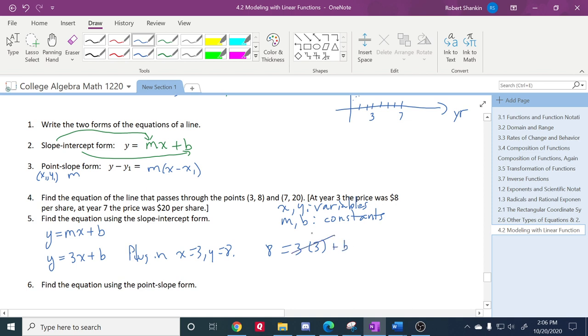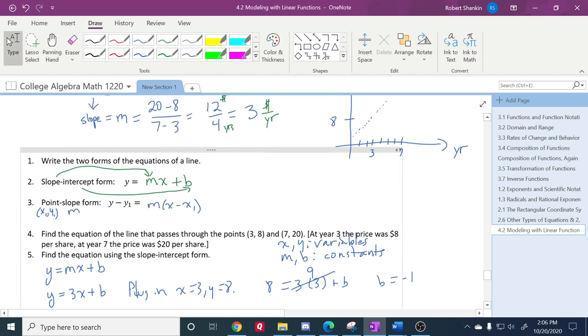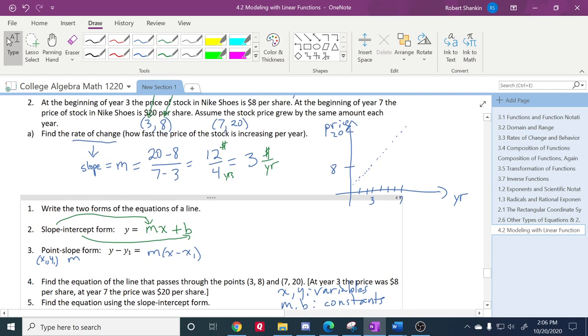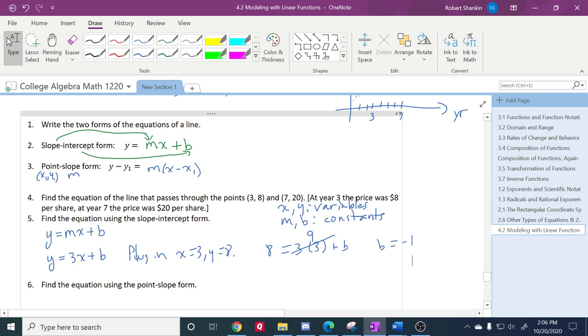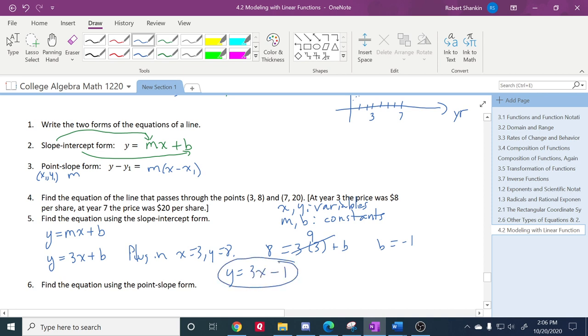So this turns out to be 9. Subtract 9 from both sides, b is -1. So now I feel like, wow, good thing I didn't rely on my picture too much, because that wasn't a very good picture. This is showing that the b is -1. So then y equals 3x minus 1 appears to be the equation of the line.